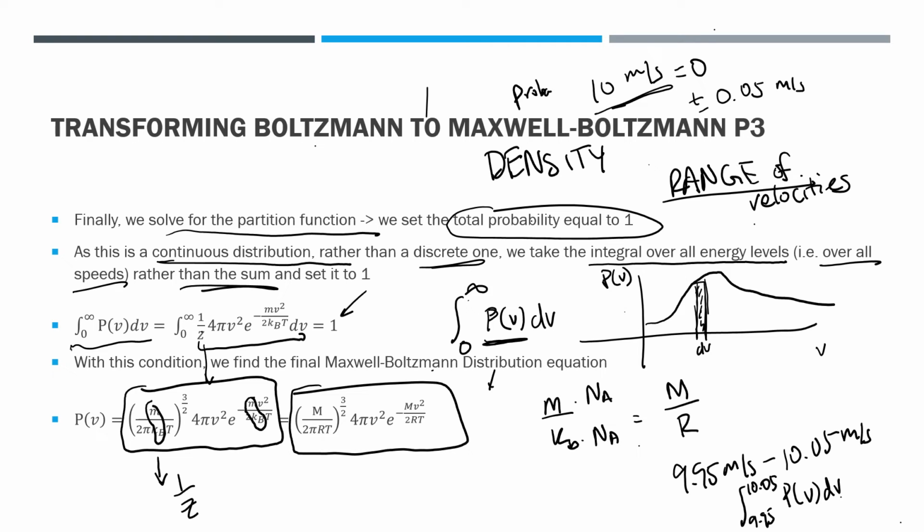So because this is a continuous quantity, because my velocities are continuous, there's no way I can specify what is the probability of this one velocity? Because there are sort of infinitely many velocities and that wouldn't make any sense. But I can ask, what is the probability of a range? And how do we find that? By taking an integral with the bounds as the bounds of that range.